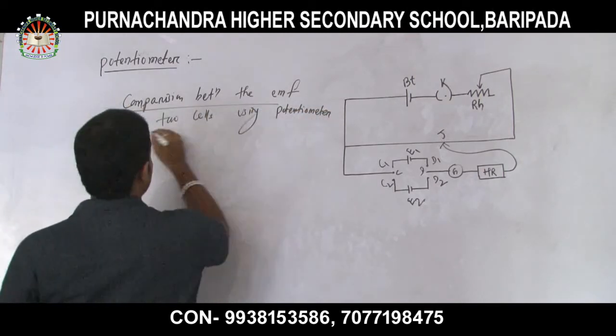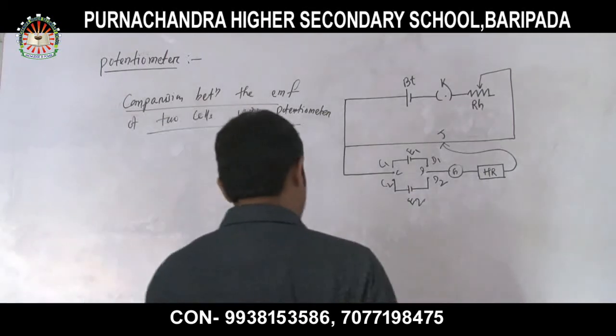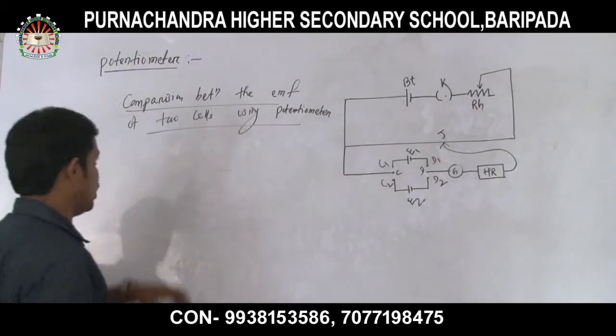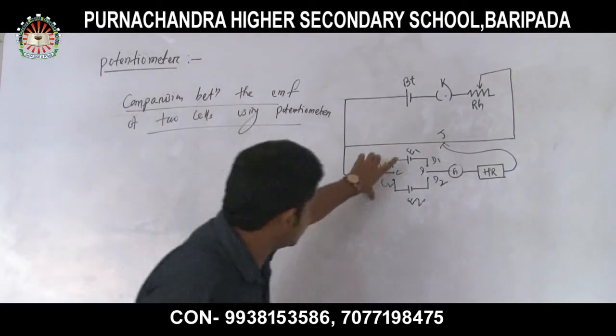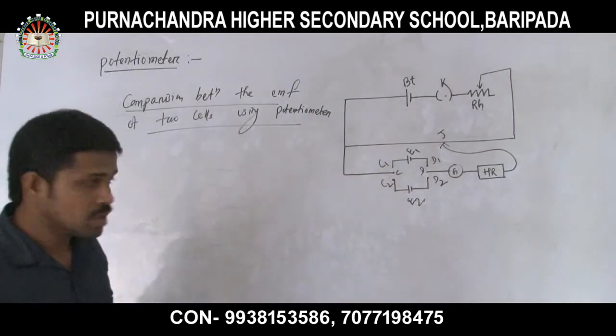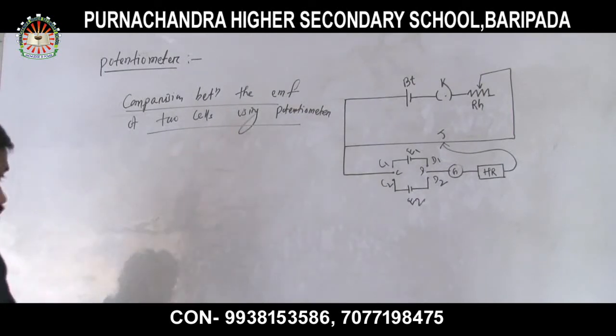This is our aim. With this circuit, what we will do? Now we have to compare the EMF of two cells using a potentiometer. So what are the two cells here? E1 and E2. Clear? So the figure is the same. Everything we have already discussed.